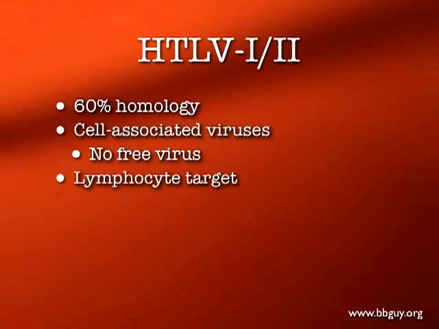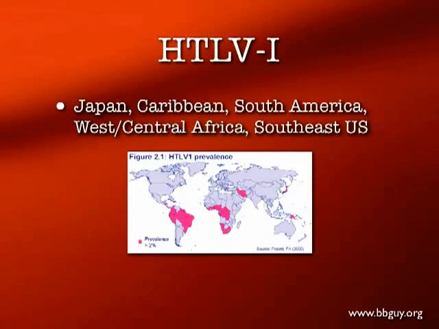Anyway, HTLV-1 and 2 are very similar. They have 60% homology. They are cell-associated viruses. Very important for you to remember that. They're not floating around in the circulation much or in the plasma much. They're living within white cells, probably within the lymphocytes.